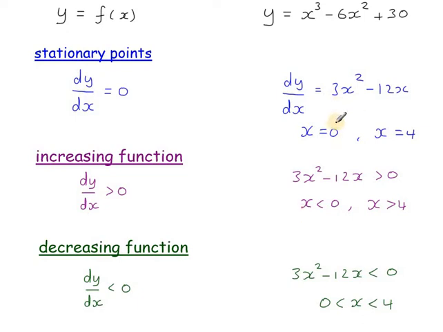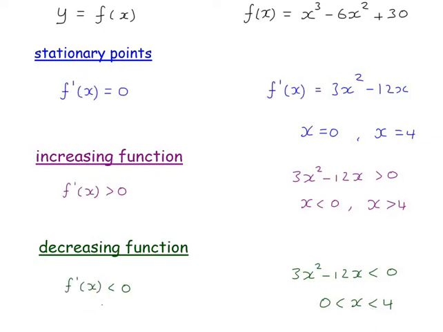Because we have stationary points at x equals 0 and x equals 4, it would be wrong to do this. In function notation, the solution looks like this.